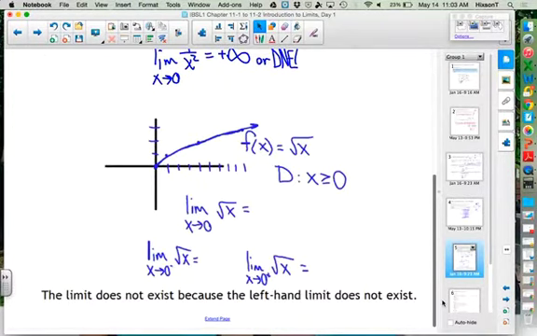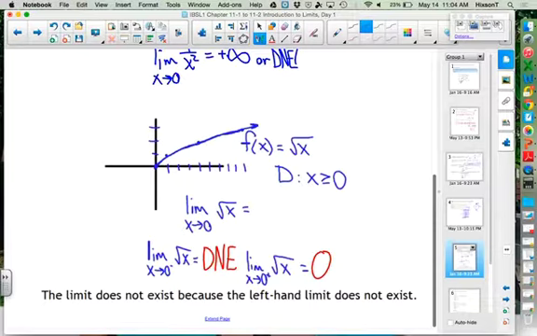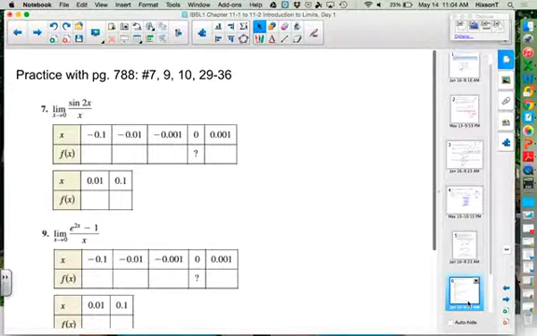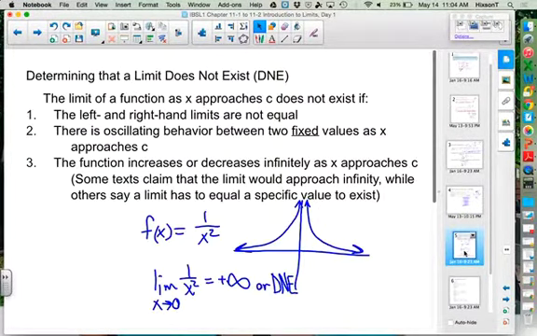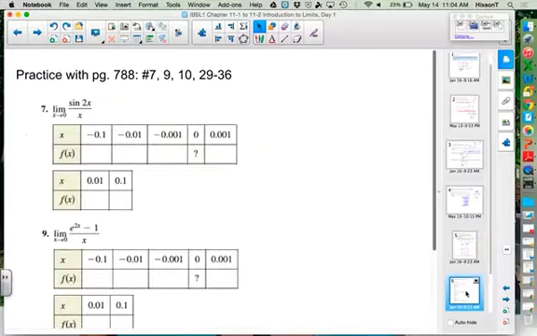Here's a case where we're looking at the left and right-hand limit as we approach zero. Approaching zero from the left-hand side, the left-hand limit doesn't exist. The right-hand limit, it's approaching zero. So we would say the limit itself does not exist. Anytime you don't have one side approaching, it does not exist. So if they're not equal, or if one doesn't exist, then they're not equal.